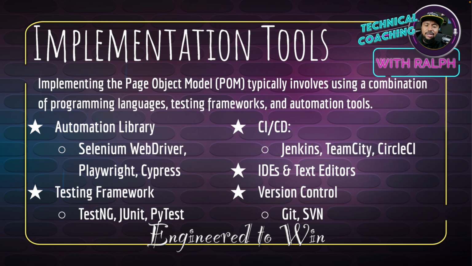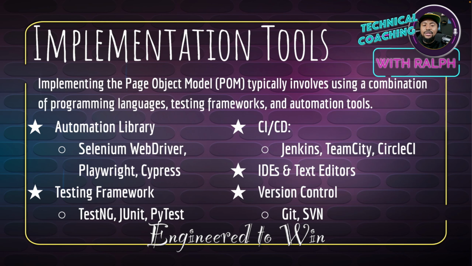So Selenium WebDriver spans across a multitude of languages. Probably the most popular one is Java, but they also have it available in Python, in JavaScript, and in C Sharp. But there's also Playwright. There's also Cypress. Cypress, I believe, is primarily for JavaScript. Playwright, they have it in JavaScript and they have it in Python, right?